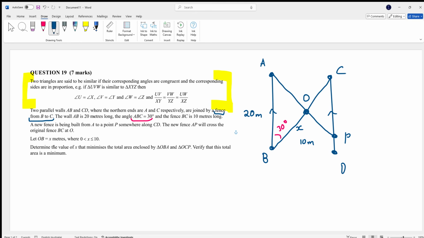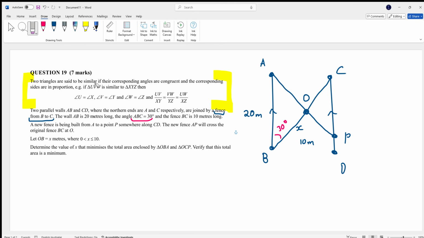Great. Determine the value of X that minimizes the total area enclosed by triangle OBA, which is this triangle here, and triangle OCP, which is this triangle here. Verify the total area is a minimum. Okay, great. We have now drawn the pictures.